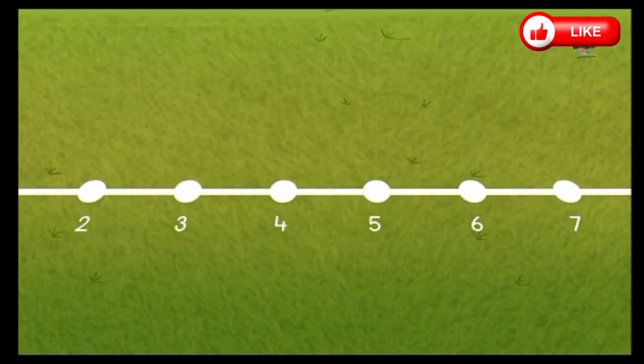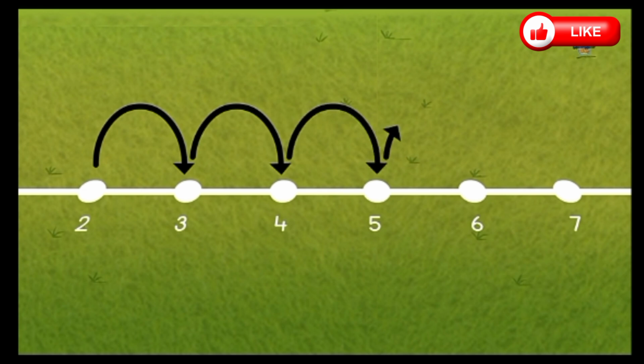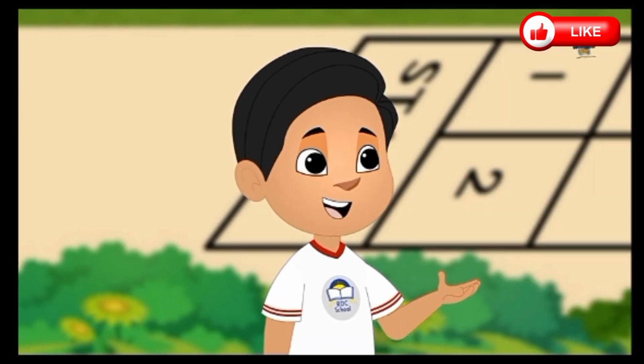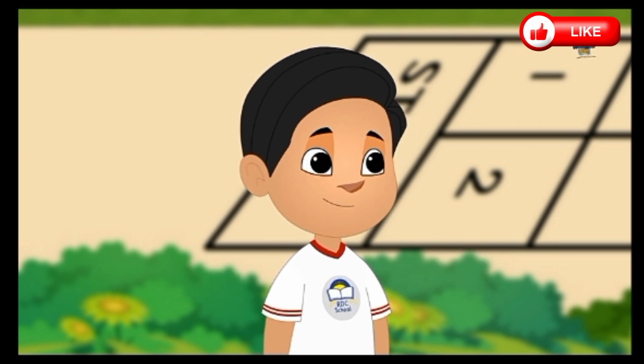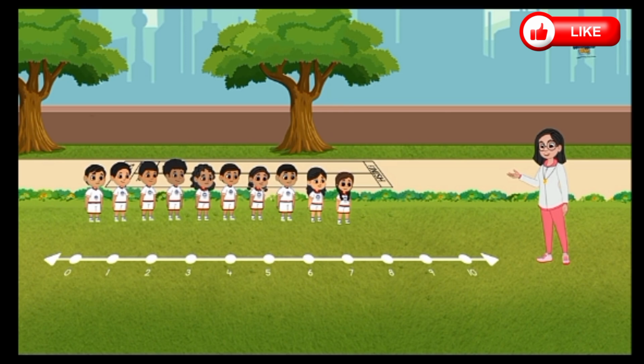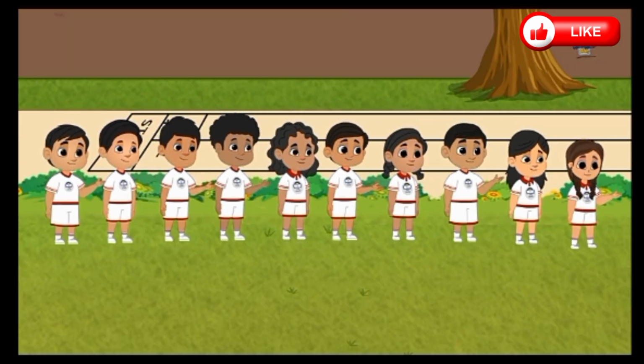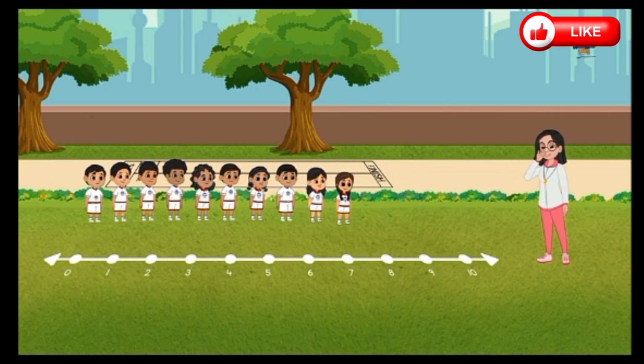Fantastic, Sia! When you jumped 5 numbers ahead from number 2, you reached on the number 7. Teacher, can we say that when we add numbers 2 and 5, we get the number 7? Absolutely right, Neil. Now you all know how to add numbers on the number line too. Would you all like to add numbers a few more times? Yes, teacher. Okay. Neerav, would you like to try next?